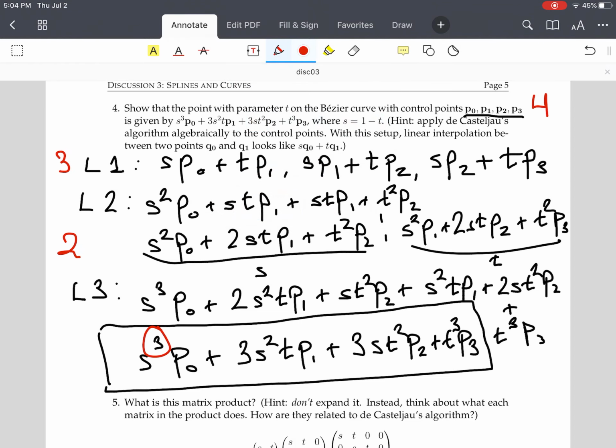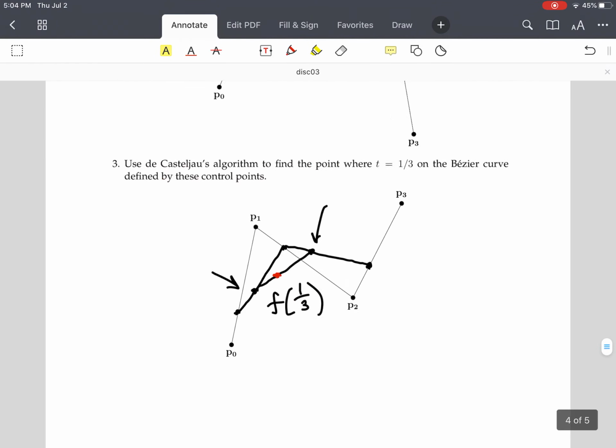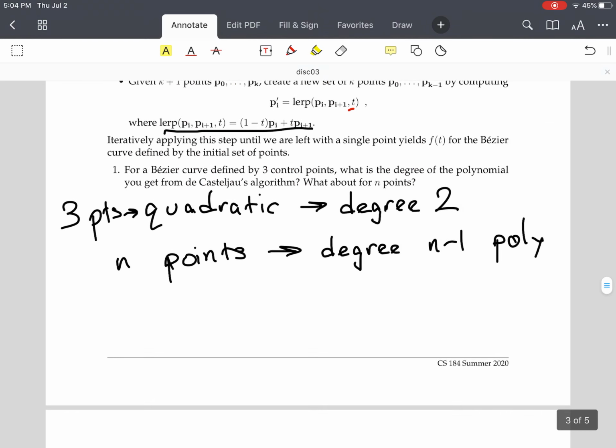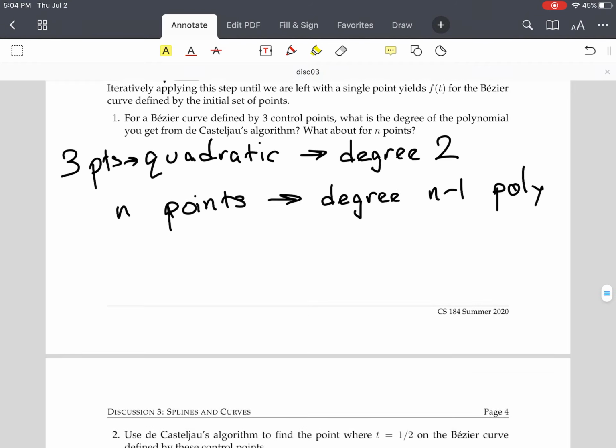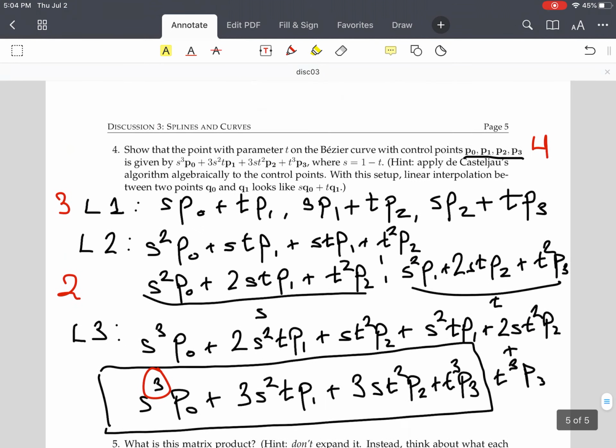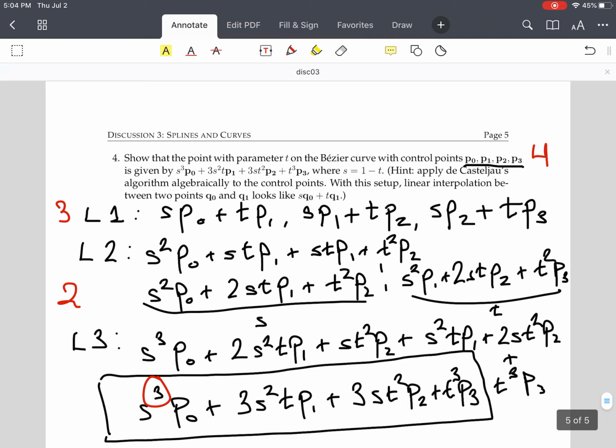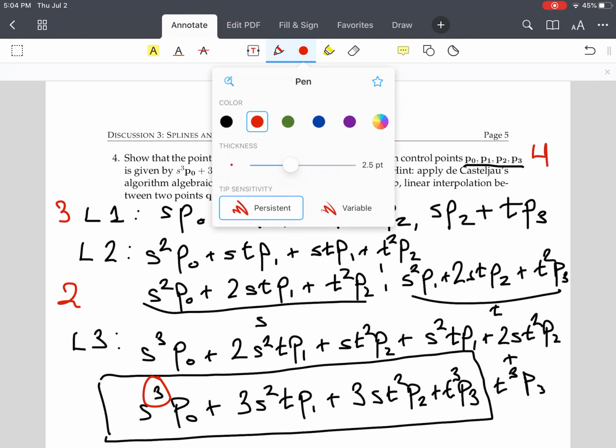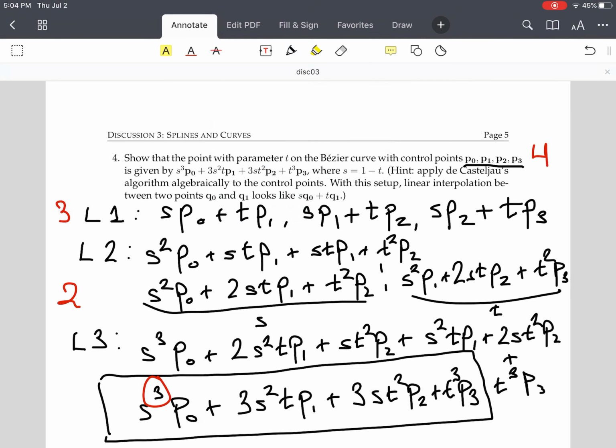Degree 3 polynomial. So this is, going back all the way up here, divided by this. If it was defined by 3 control points, we got degree 2. n points, n minus 1, and we see that the math does actually work out. We started with 4 points, and we end up with the degree 3 polynomial. Okay? So there's the actual math behind the Bezier curve, following the geometric intuition.